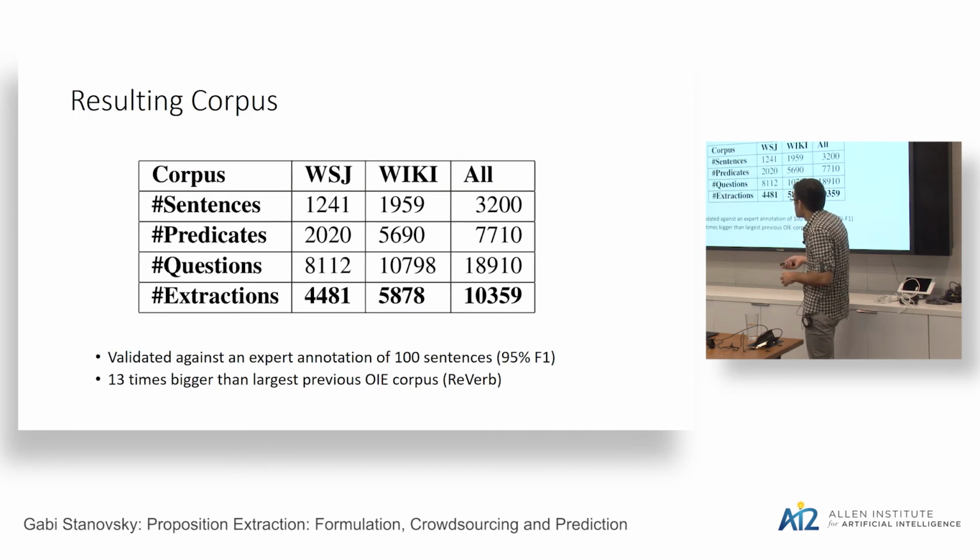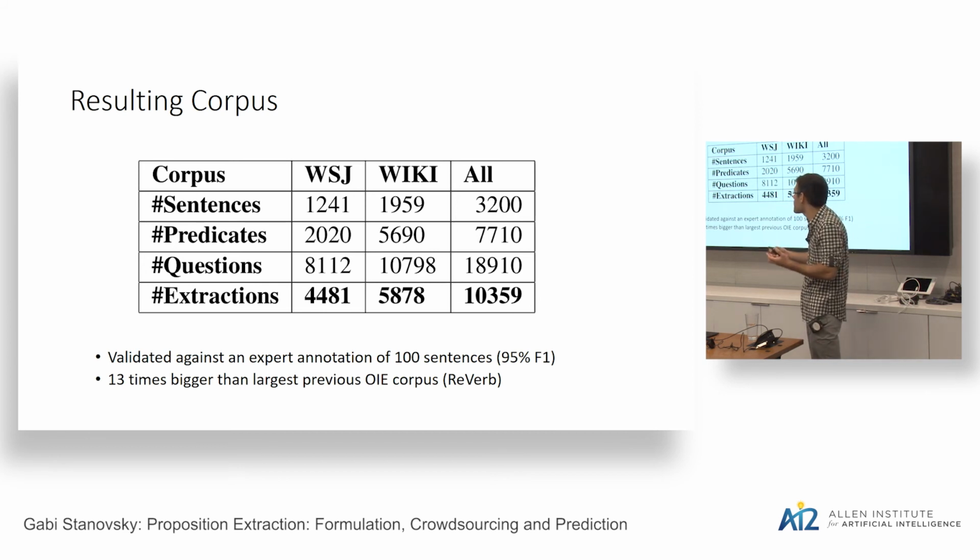So we did just that. We converted the entire QA-SRL representation in an automatic manner to OpenIE. Starting from 3,000 sentences, we got to around 10,300 OpenIE extractions. And we validated this against an expert annotation just to have some sense whether we actually got good extractions. Overall, this is 13 times bigger than the largest previous OpenIE corpus that we have found, specifically the RIVER corpus. So this is significantly bigger than previous OpenIE corpora that were created specifically for some task.